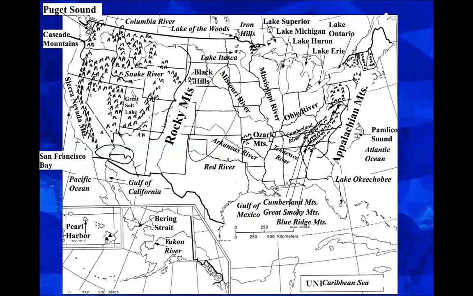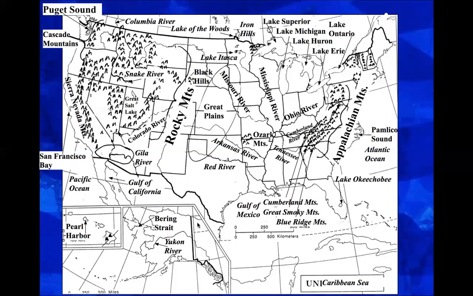The Columbia River runs out of Canada down through Washington State and makes the border between Oregon and Washington there. The Colorado River runs out of Colorado down through the Rockies and basically comes right here. This is where the Grand Canyon is. The Gila River runs right through the middle of Arizona.